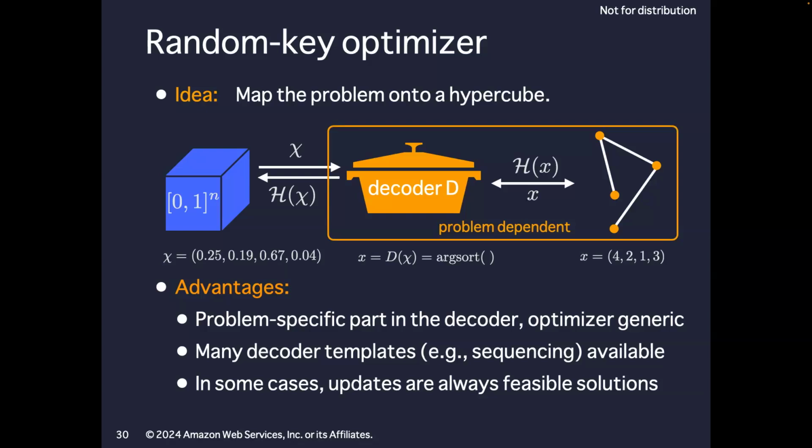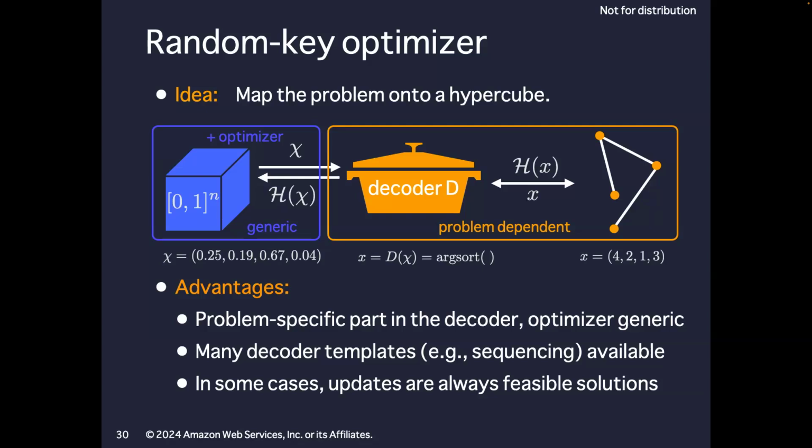Now, the cool thing is this is problem dependent. You design a decoder specifically for a particular problem. This part here is completely generic and problem independent. So all you do is you have the system of continuous variables between 0 and 1 in a hypercube, and you run an optimizer on top. In this case, we used a variant of simulated annealing known as dual annealing.